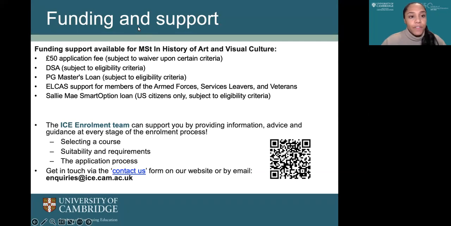And then just lastly, on the funding side of things, to enrol onto the course, if you do receive an offer, you will need to make a payment to enrol. So we can support you with putting payment plans in place, as well as, if this is an option for you, adding funds from your employer if they are open to sponsoring you on the course.